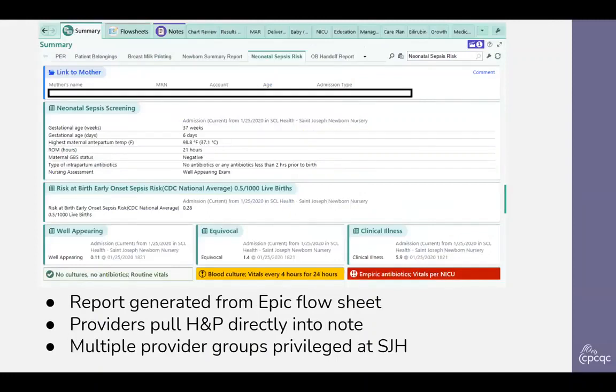So this probably looks very familiar to you after Tracy's talk, and if you've used the calculator at all, it's just the Epic version of the Kaiser sepsis risk calculator. Once all of the data is put in by the transition nurse, it flows into a flow sheet, and you can see the well-appearing, equivocal, and red sections. This is just a report that gets generated. Our transition nurses do a progress note, and this screenshot and all this data flows right into their note, and the providers can do the same as well. And I think I already commented on the different provider groups. Next slide.